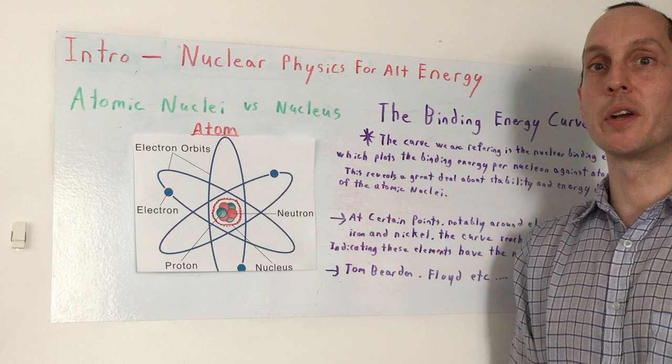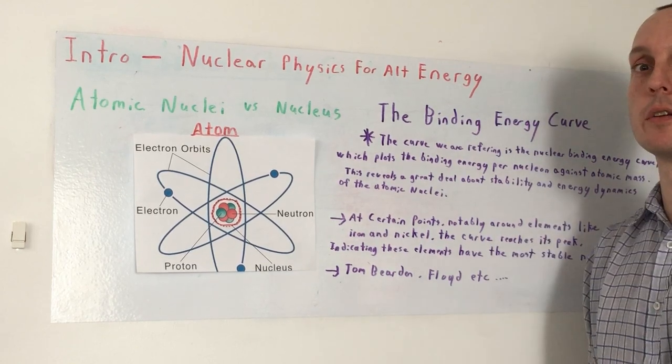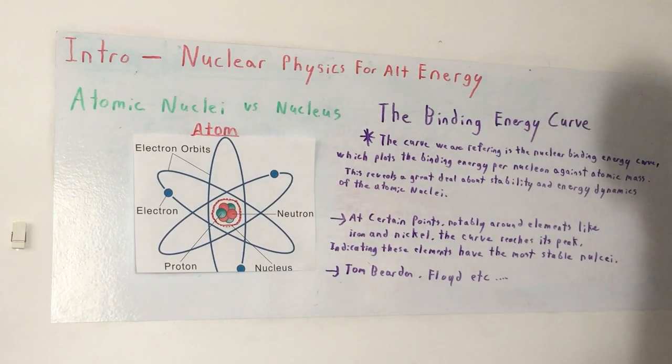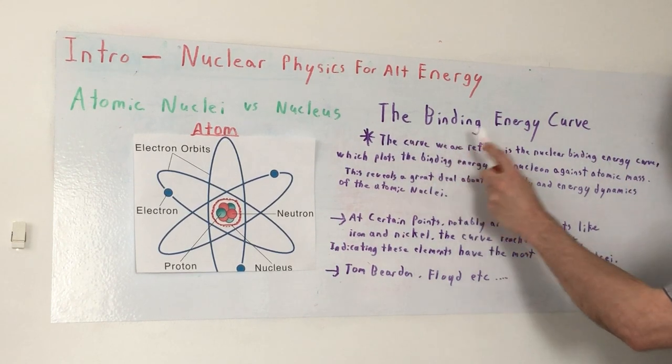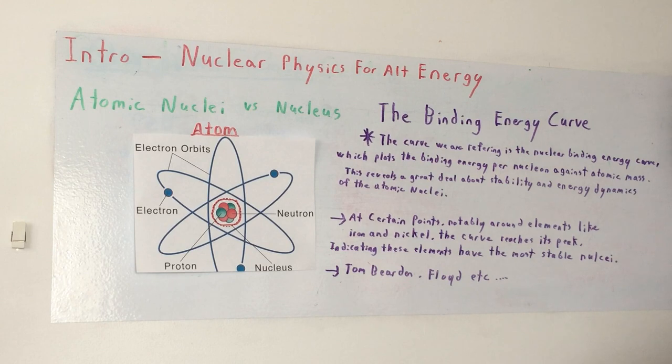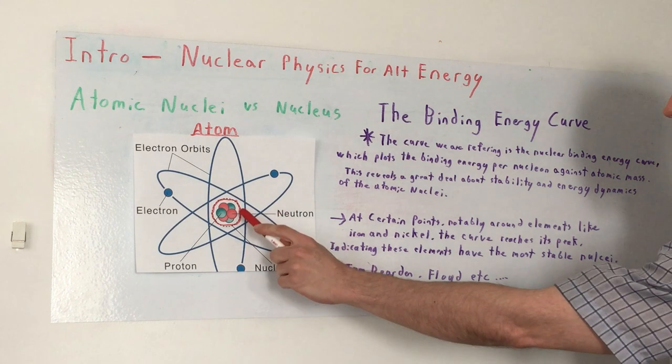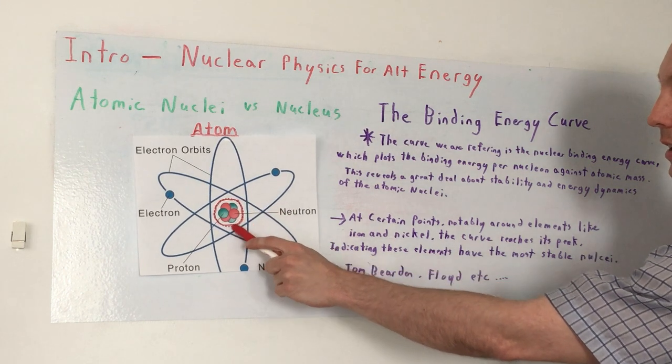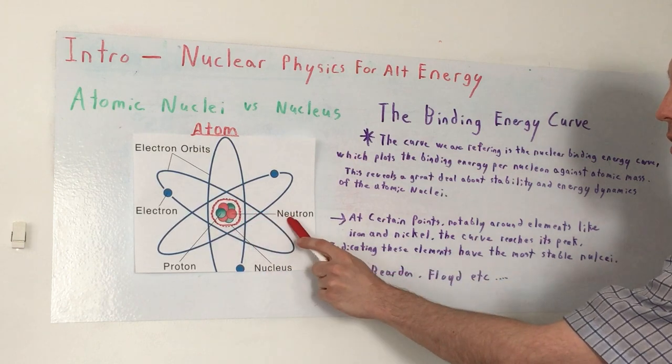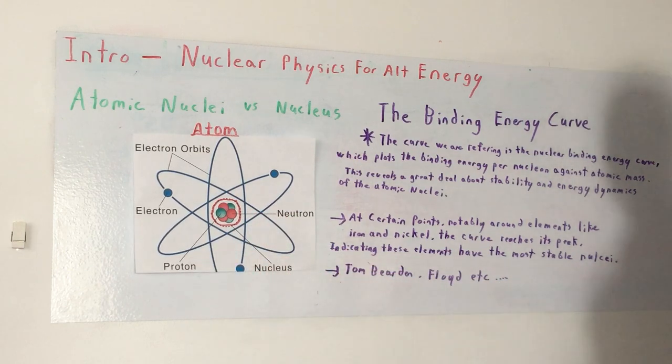All right, folks, moving on. This is where it gets more relevant for our kind of research. What's very important in this kind of physics is the binding energy curve. So what is the binding energy curve, you might ask? Well, the curve we are referring to is the nuclear binding energy curve, which plots the binding energy per nucleon against atomic mass. Atomic mass, which we discussed, is everything inside this circle here, the neutrons and the protons.